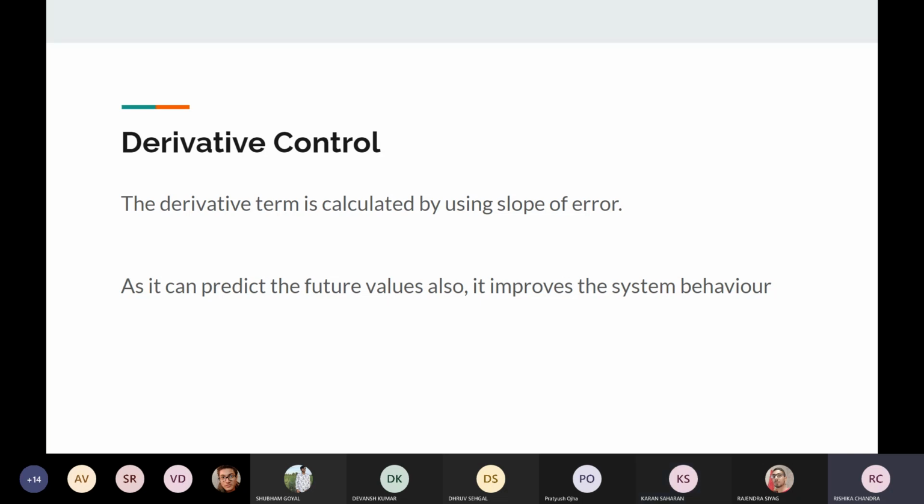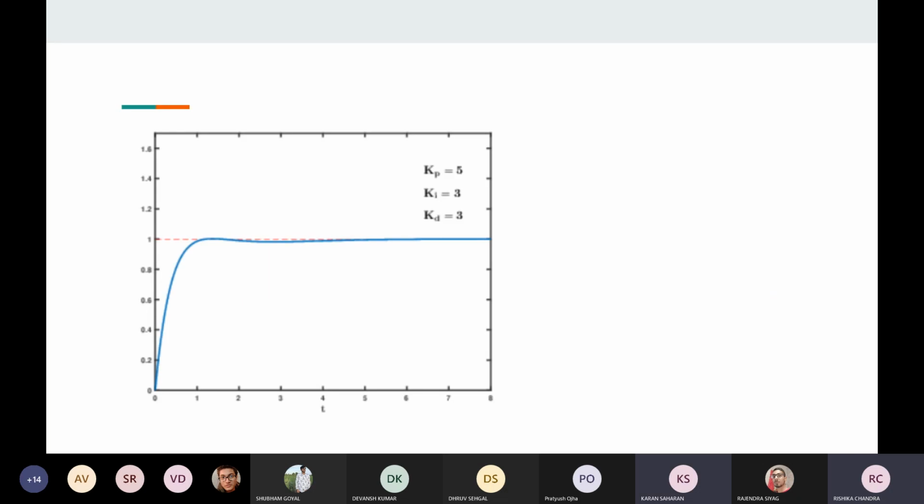So clear, Diana? Yes, ma'am. Now in this derivative control graph, see the error, the slope here is positive, right? So it's trying to make it negative here, and thus see it's reaching the steady state in such a short time. Got it?